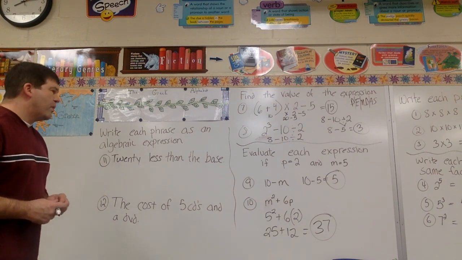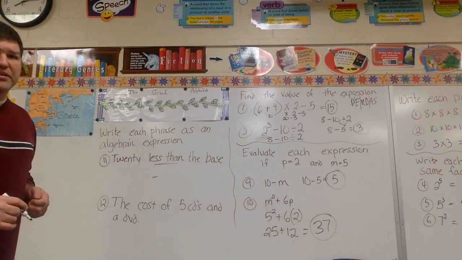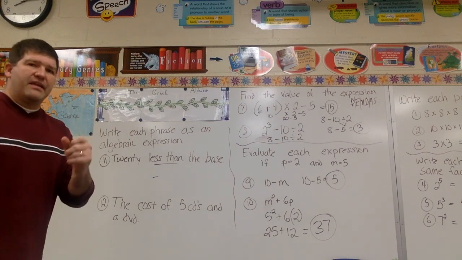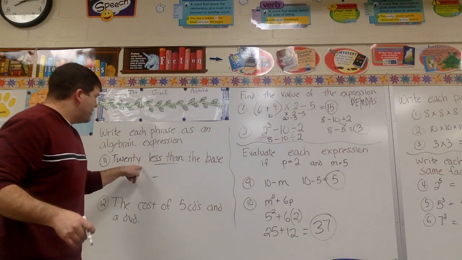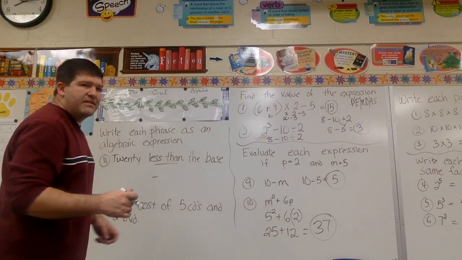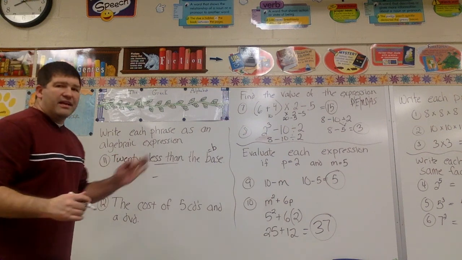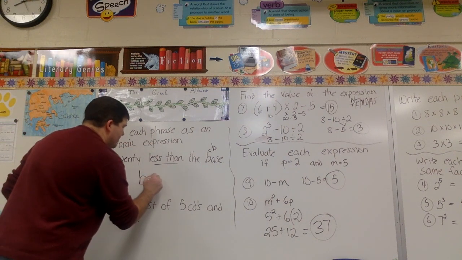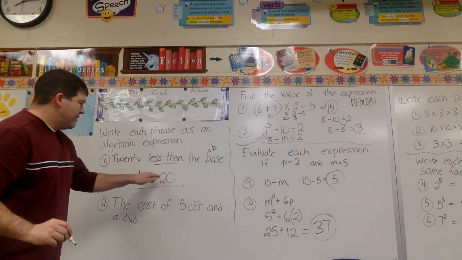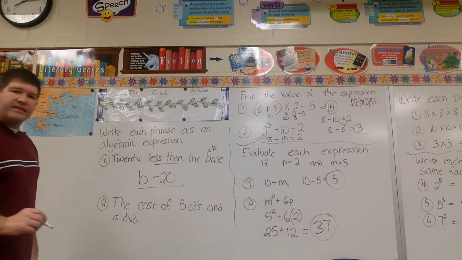Okay, number 11, 20 less than the base. Less than tells me we got a subtraction here. I'm going to have something, and I'm going to have minus something else. It's less than. So 20 less than the base. Now, I don't know what the base is. I'm just going to call that B. Base equals B. I have 20 less than the base. I'm going to start with B minus 20, and that algebraic expression tells me that it's 20 less than the base.